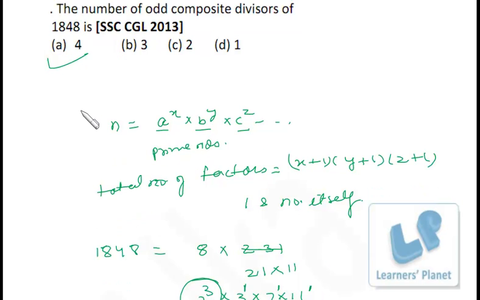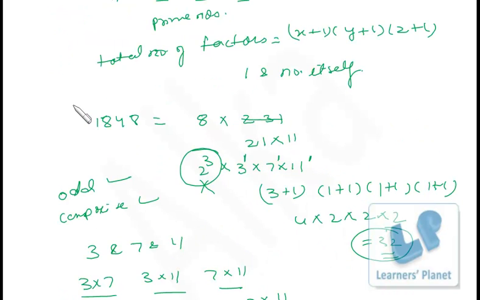Okay, so if you understand this concept, that this is 2 cube into 3 into 7 into 11, and these are the total number of factors, then if any other question is asked you can do it very easily, you just have to be careful about it. So total number of factors are 32.